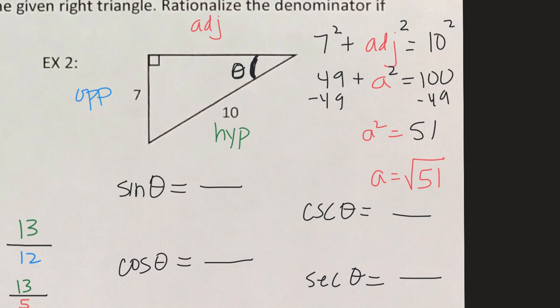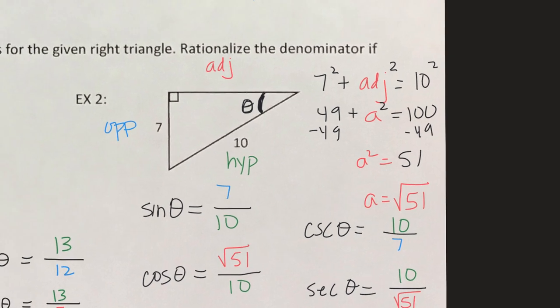Okay, so our ratios: we have opposite side of 7, hypotenuse of 10. We have adjacent side of root 51, hypotenuse of 10. And for tan, we have opposite side of 7 over adjacent side of root 51. Now, there was a time in my life where that was not okay. Nobody wanted to leave a radical in the denominator. So if that is your teacher, we'll talk about how to get rid of that momentarily.